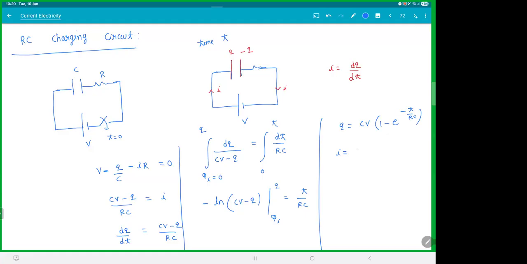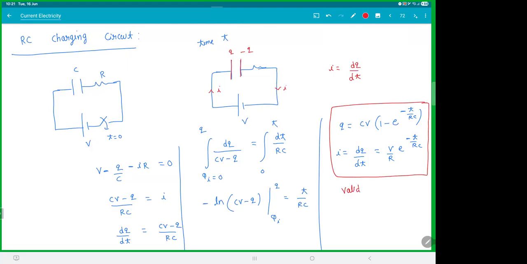If you differentiate this, you'll get current dq by dt. That would be V by R e power minus t by RC. These are standard results, right? Which you should remember, but also remember these are valid only if your initial charge was 0.